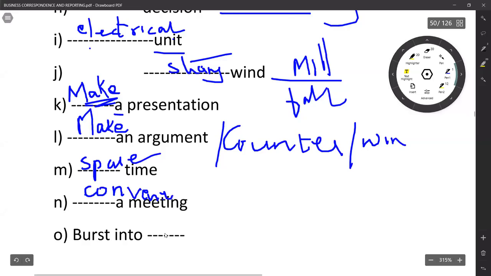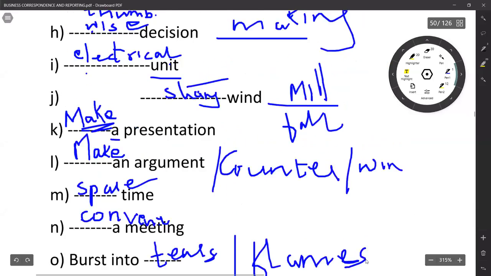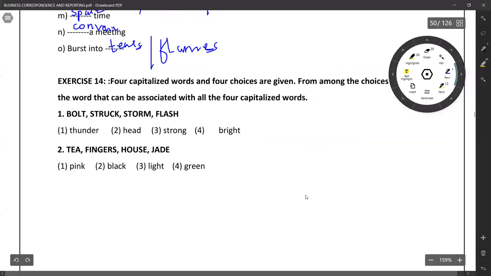Good. Last one. Burst into. Tears. Laughter. Good. Flames. What about flames, guys? Flames also, it burst into flames, sudden fire. So tears, laughter, flames, all are right. So see guys, more than one answer is possible. Okay, right. Last one, guys.